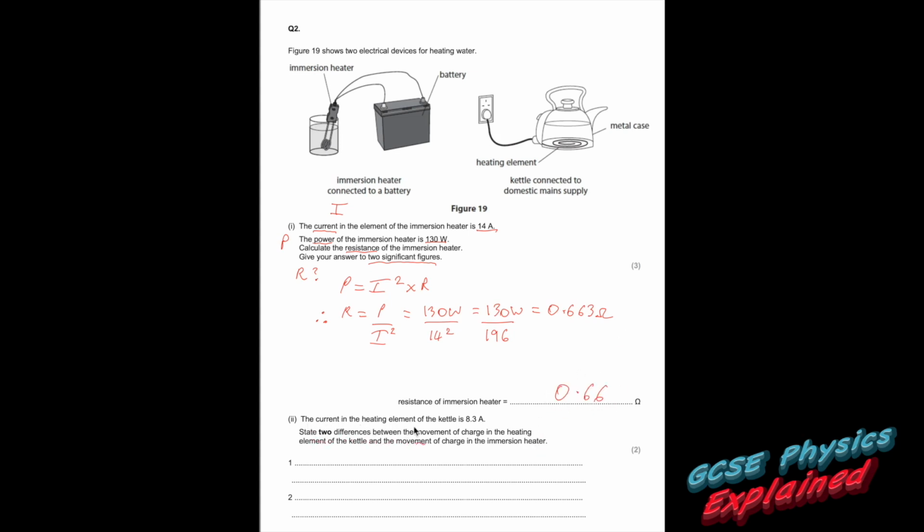The current of the heating element of the kettle is 8.3 amps. State two differences between the movement of charge in the heating element of the kettle and the movement of charge in the immersion heater. Well, the charge that will be moving will be electrons. And as you can see, the heater is powered by a battery, which is DC, which means that the electrons travel in one direction. The kettle's powered by the mains, which is AC, and the electrons in AC go backward and forward.